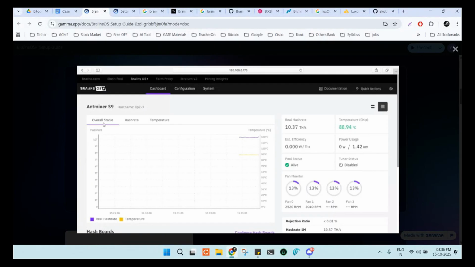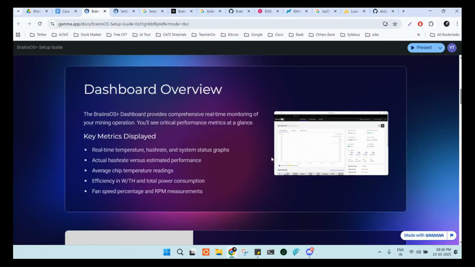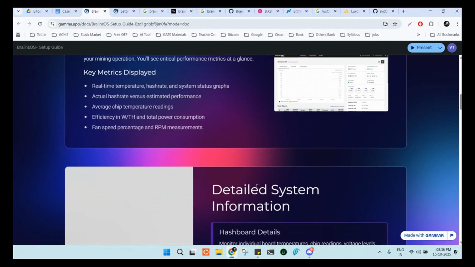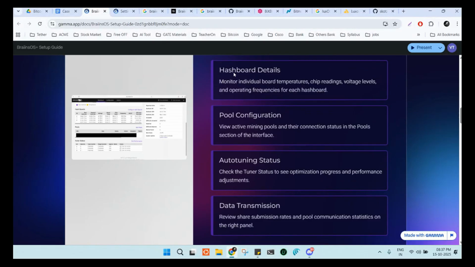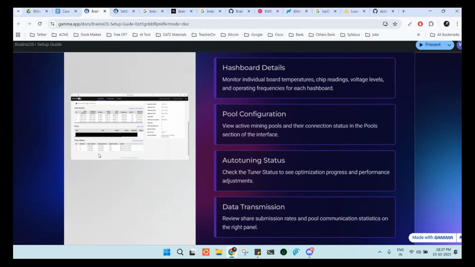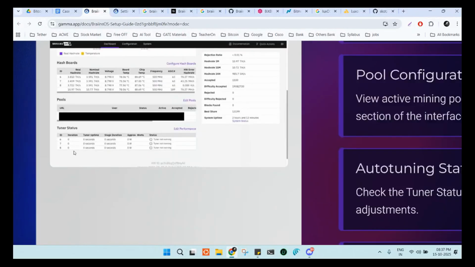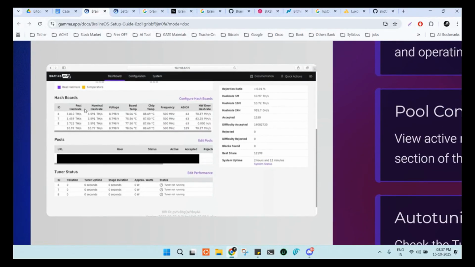You will be able to see the overall status, hash rate, temperature, and if you go to the configuration section, you might find some configuration options. Like if you want to run it in a high performance mode, or if you want it a little less noisy, you can use another one. It will give more efficiency in watt per terahash and total power consumption. Then you can also do the pool configurations. Here you can do multiple pool configuration. Here it is even showing the hashboards.